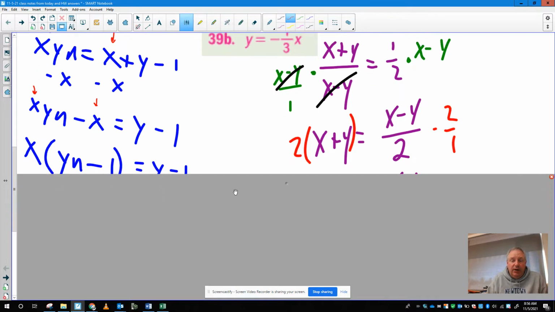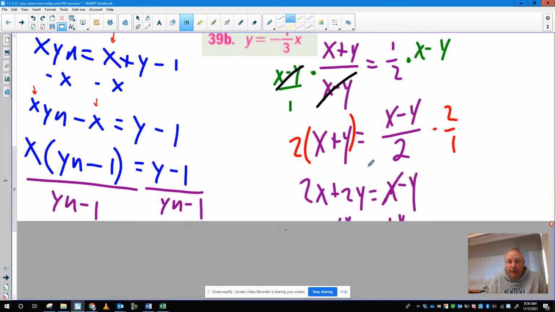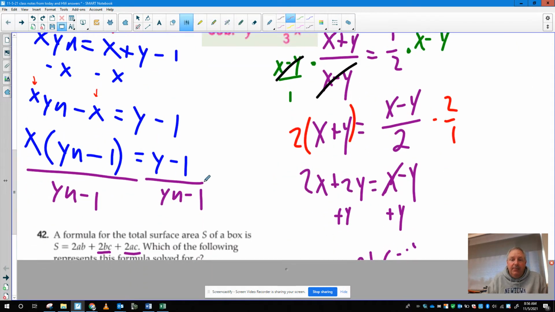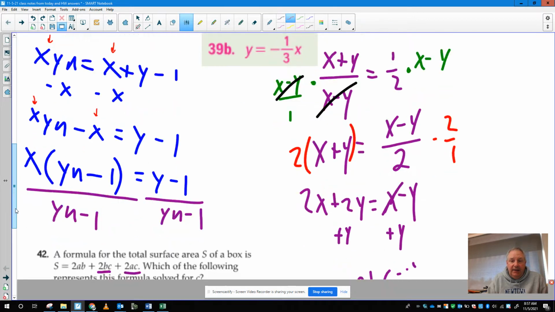Now you can distribute it or not distribute it. I chose to distribute it here because I have to put my x's together. Now here I can just combine my like terms. So when I add y and subtract x, for this one I'm trying to solve for y, but they wind up being the same like terms, so I can just put them together. So that one was much easier than the other one.